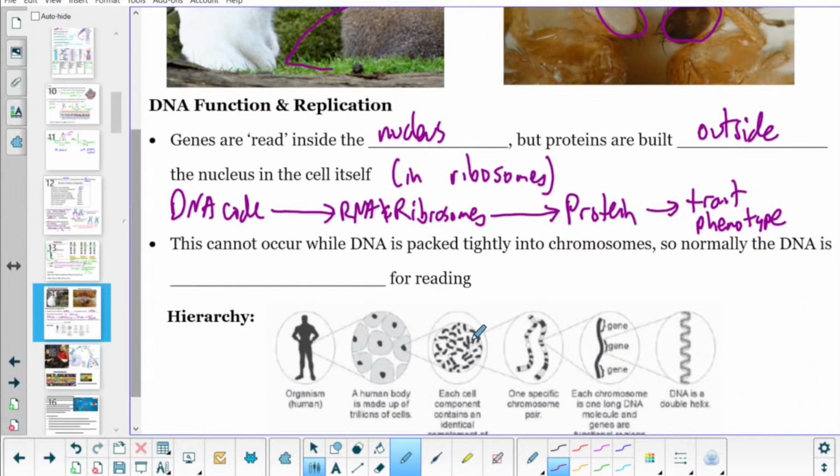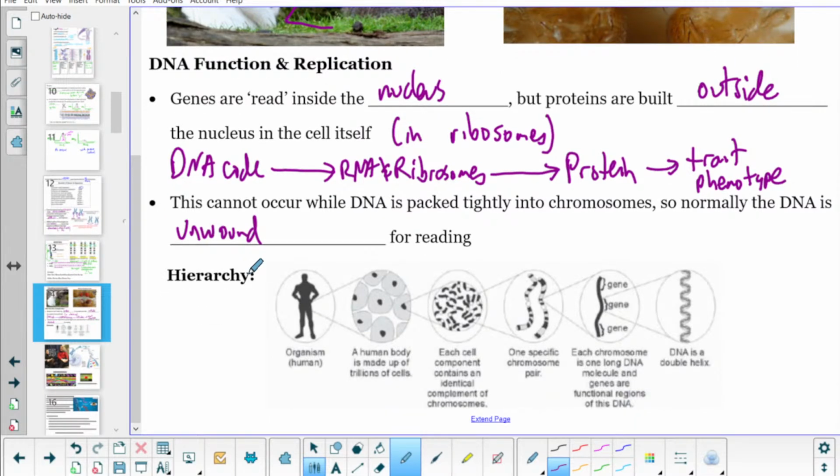When the DNA is all packed up into chromosomes, it can't be read. So usually the DNA is unwound for reading. That's why when you stain a nucleus, it just looks dark. You don't see individual chromosomes. And the process is replication.